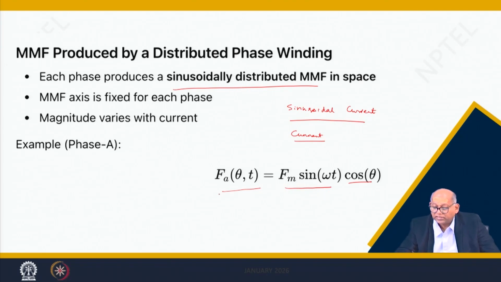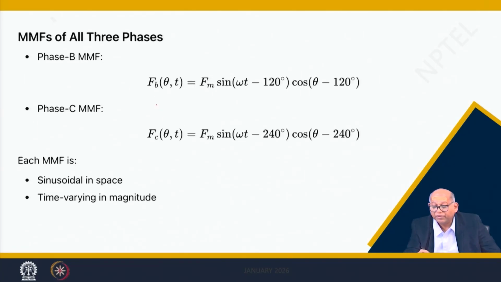So, this is the case of phase A. Similarly, what will happen to phase B? So, if you go to phase B, this is lagging by 120 and spatially also lagging by 120. Phase C is leading by 120 or lagging by 240, same thing. So, these are the 3 MMFs.